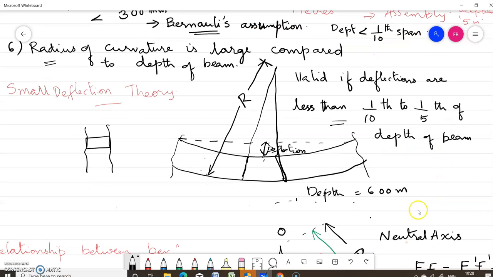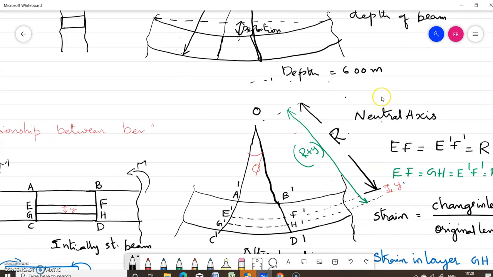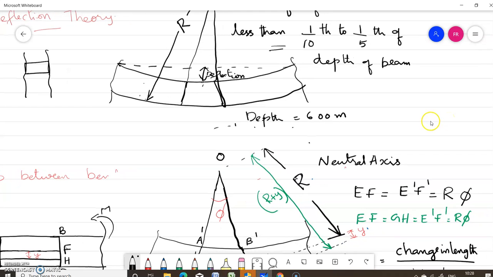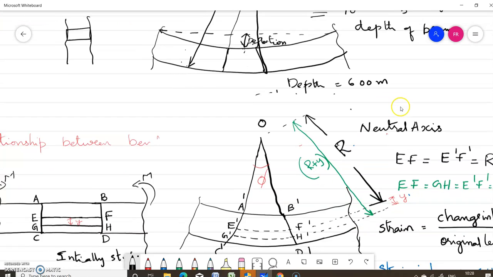So if the depth of the beam is 600 mm, then the deflection should be less than 1/5 or 1/10 of the depth of the beam. Okay.